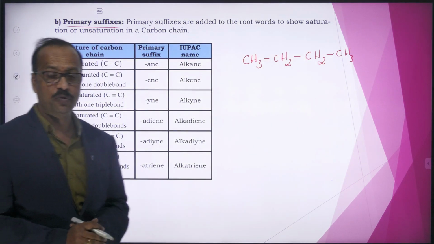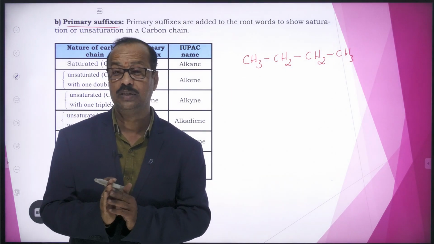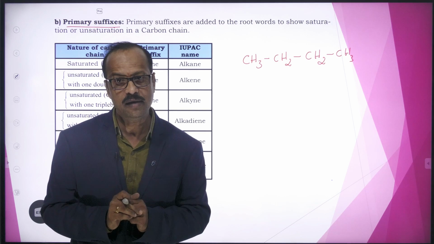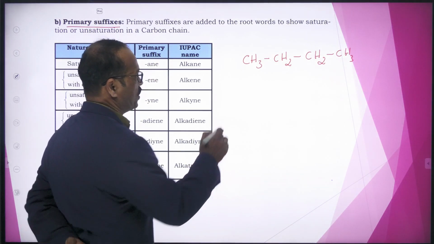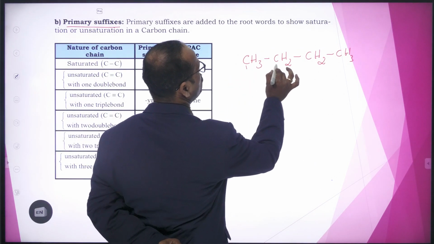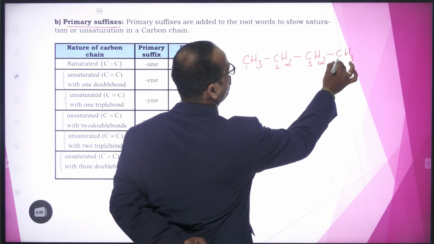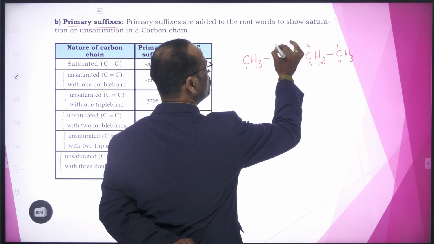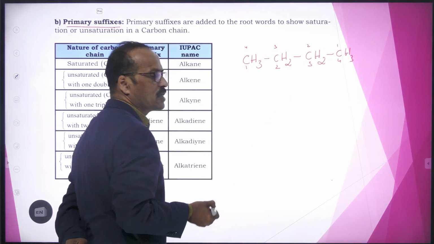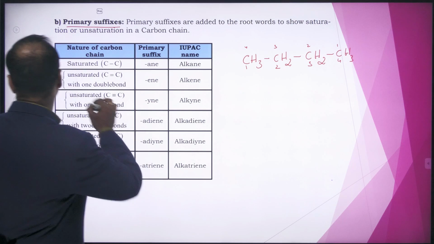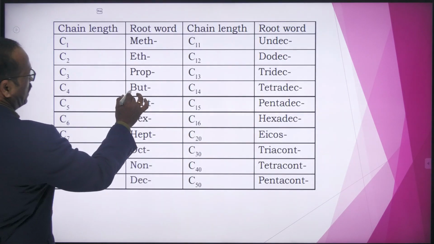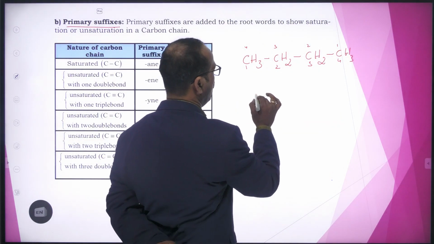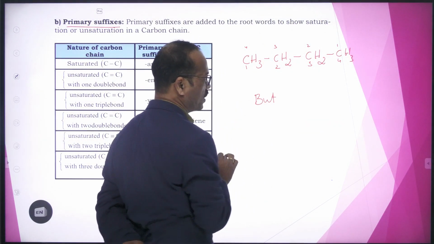First we have to check the root word, which depends on the number of carbon atoms present in the main chain. So here 1 carbon, 2 carbons, 3 carbons, 4 carbons. Even if you count from the other side, you can count 1, 2, 3, 4. So the total is 4 carbons. 4 carbons is called butane, right? So the root word is but.